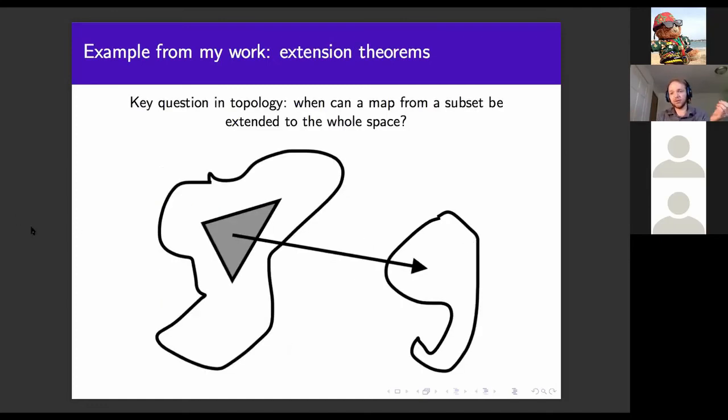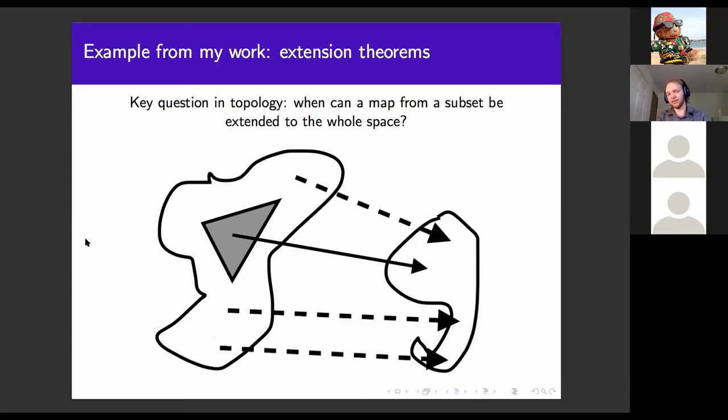A big question in topology is, when can you take a map, usually a continuous map, from a subset of a space? So this little triangle is like living inside the space, and I've figured out a way to map it onto this little comma-shaped space. How can I ever extend that map? In other words, can I decide where all the rest of the space goes in such a way that I still preserve where this one goes? So can I make this jump? Right, so I start with just that. Can I do that?